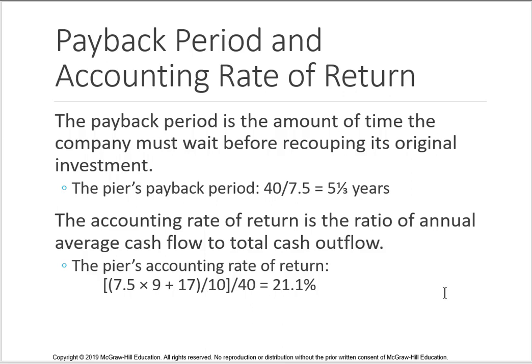The accounting rate of return is another technique, not actually used all that frequently by larger corporations, but essentially what you do is you find the average cash flow. So we got 7.5 times 9, and we got the 17th in year 10. So that is the sum of all the cash flows, divided by the 10 periods, then divide that whole thing by 40. So the accounting rate of return, again, is 21%.